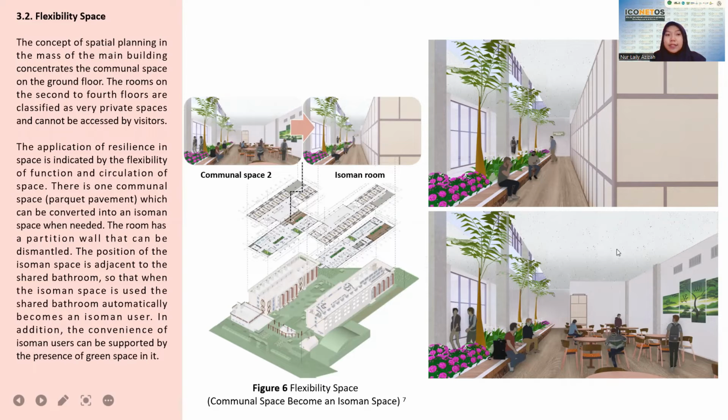The position of the isoman space is adjacent to the shared bathroom, so that when the isoman space is used, the shared bathroom automatically becomes the bathroom for isoman users. In addition, the comfort of isoman users can be supported by the presence of green space in it.